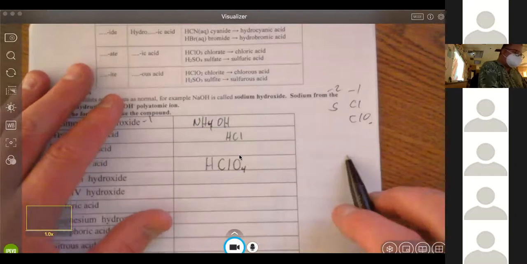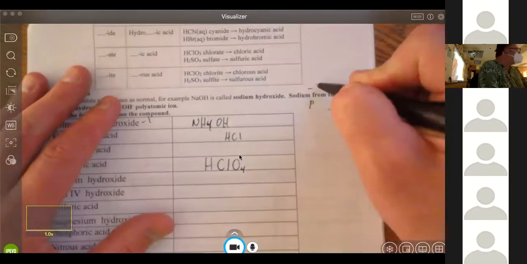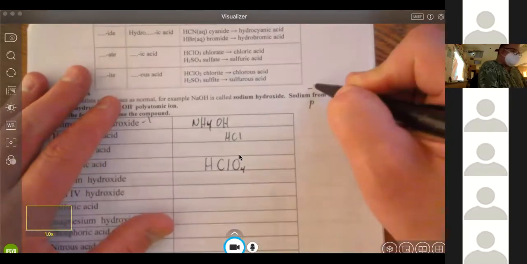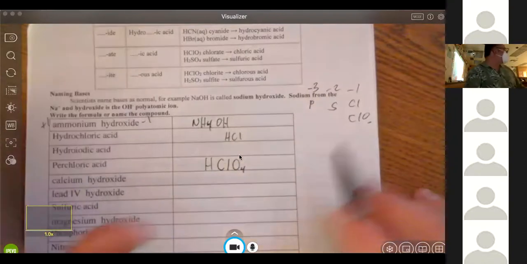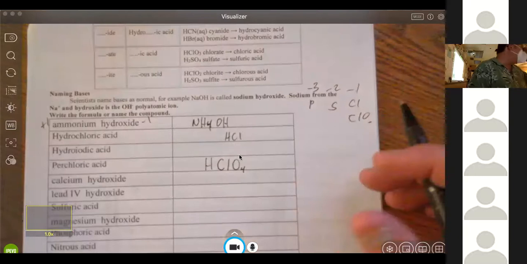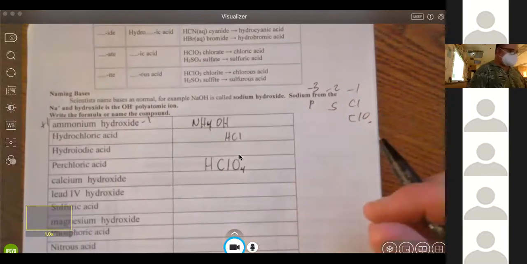Phosphorus has what charge? Phosphorus, -3. Phosphate, phosphite, -3 as well. So that makes it very easy, right? If you're doing this from memory, right?